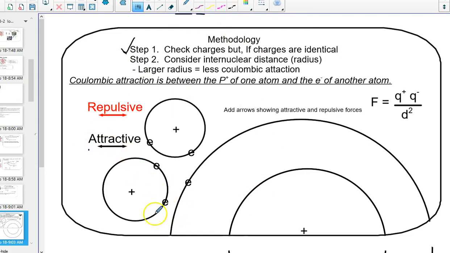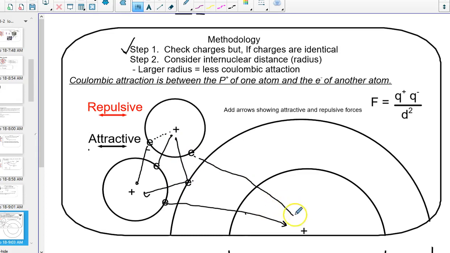Okay, so what are the things that are actually attracting here? Well, this electron is attracting to this nucleus. This electron would be attracting to this nucleus, attracting to this nucleus. This electron is attracting to this nucleus, just like this guy technically is attracted to its own as well. This nucleus doesn't really know that this electron is from its own atom and that this one is from a different atom. It just knows it's negative. And it attracts them either way. So, again, we have this attraction here. Now, the longer the line I had to draw, the weaker the attraction.